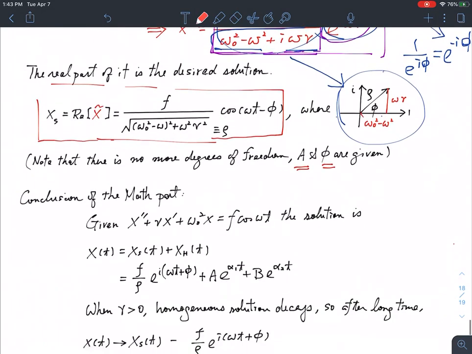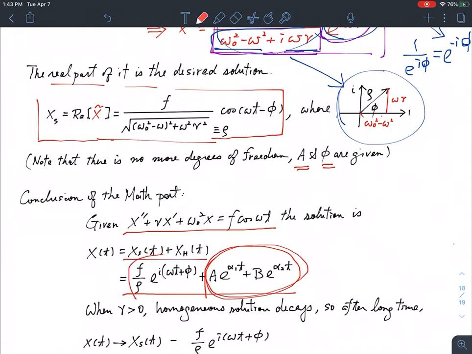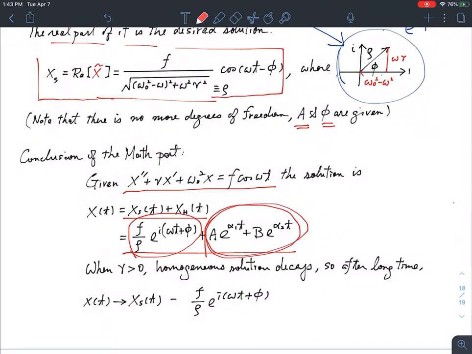So to conclude on the math part, this is the equation we want to solve. We go to the complex plane, take the real part, and eventually get a solution that looks like this. And this is a homogeneous solution. On top of any homogeneous solution, we also have the special solution that we just derived, and that will be the most general solution. What is special about this is that it's fully determined by the driving force, and in general it doesn't decay.